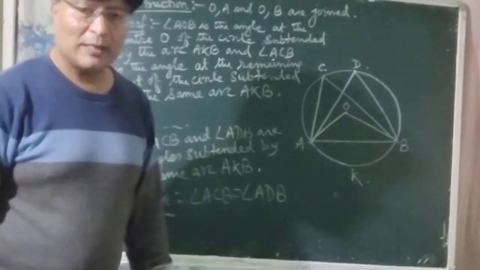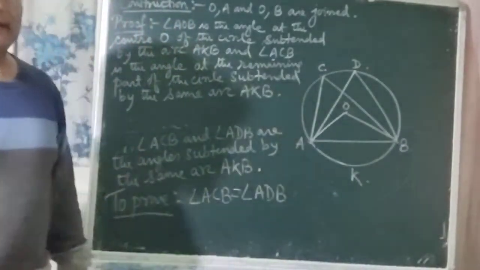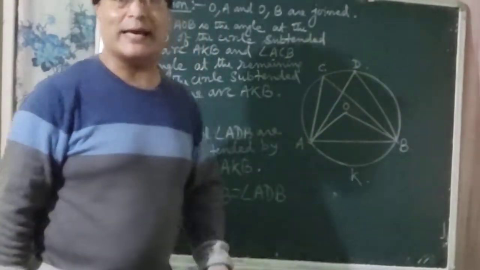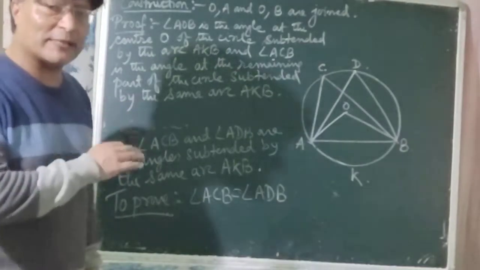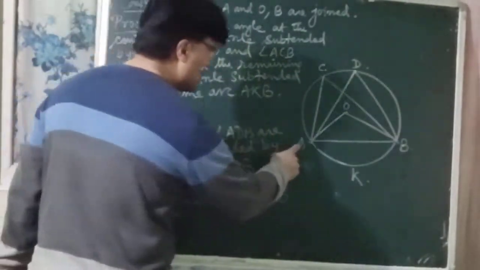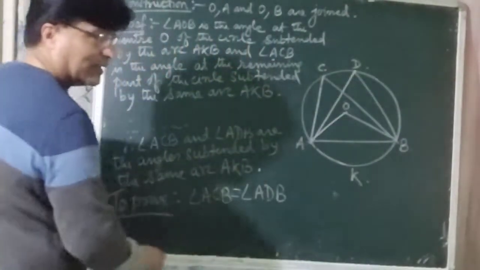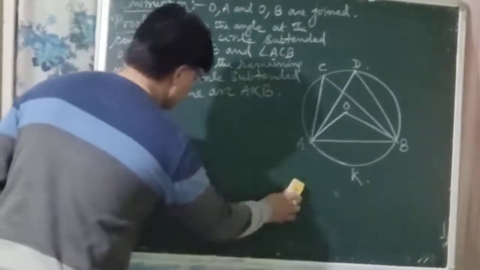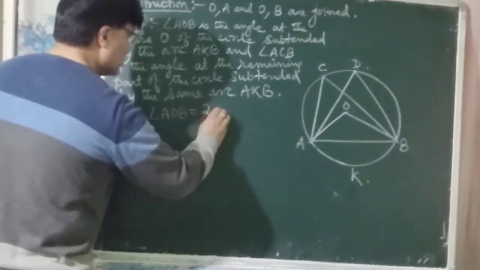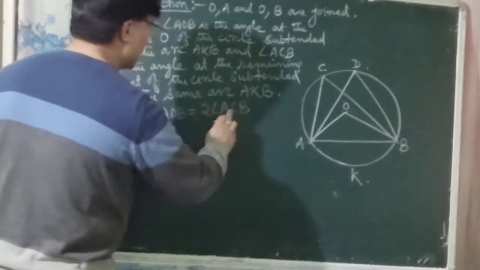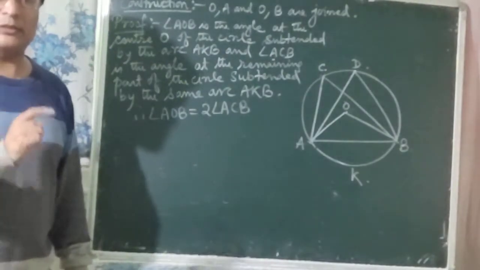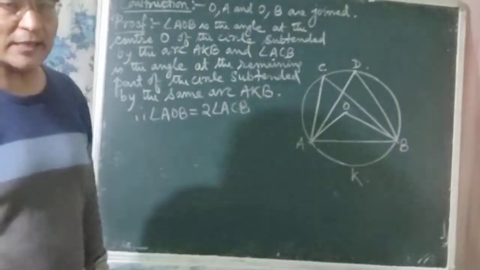What we wrote here is that angle AOB is the angle subtended at the center O of the circle by the arc AKB, and also angle ACB is the angle at the remaining part of the circle subtended by the same arc AKB. That means from theorem 3, what can we write? Directly we can write that angle AOB is equal to twice angle ACB. So therefore angle AOB is equal to twice angle ACB. We can write this relation from the previous theorem, which we have just done as theorem 3.